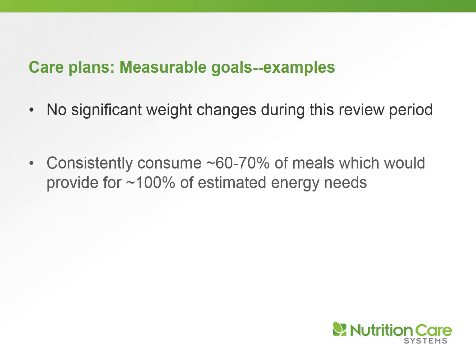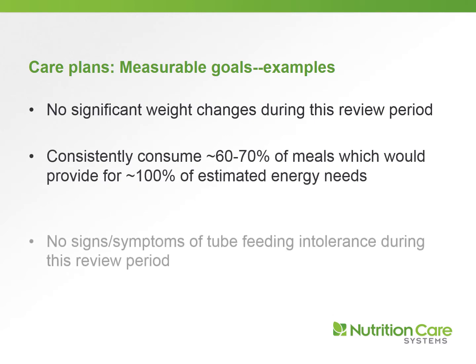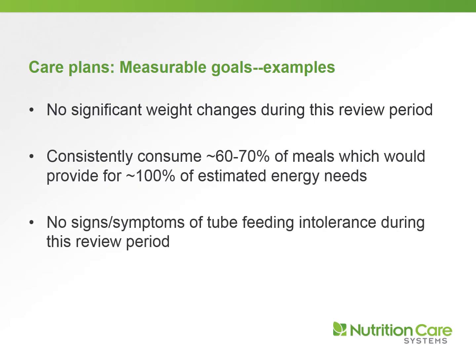Here's some examples of measurable goals. No significant weight change during this review period. Consistently consume 60 to 70% of meals, which would provide for 100% of estimated energy needs. As we know, some residents may eat 60 to 70%, and for them that is adequate, so it actually is meeting their needs. No signs or symptoms of tube feeding intolerance during this review period.